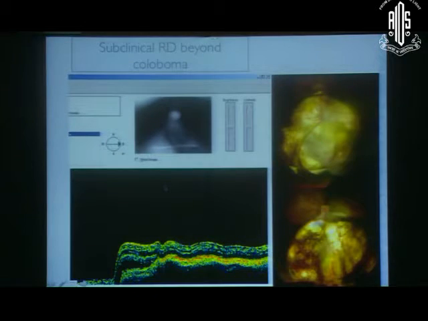And I can't say that it is a rhegmatogenous detachment because there may not be a communication between subretinal space and sub-ICM space, it could still be just tractional in nature. I also found subclinical detachment of retina beyond the coloboma that is along this border. When we did, we found this chink of fluid along the colobomatous margin.